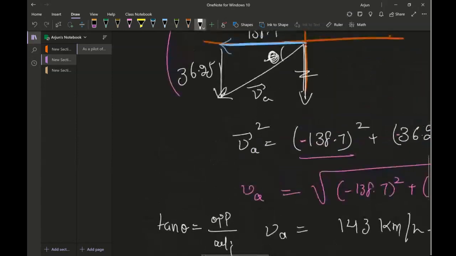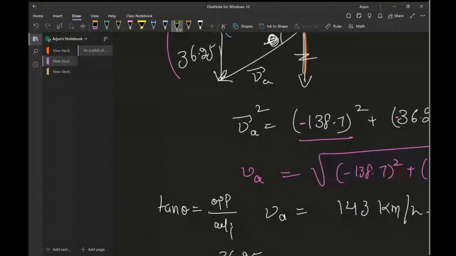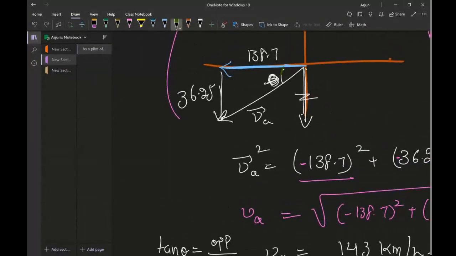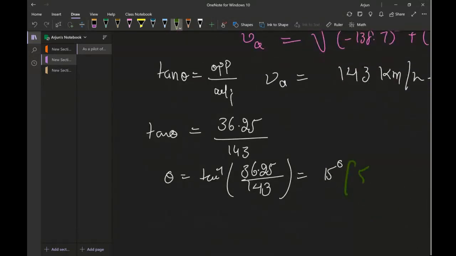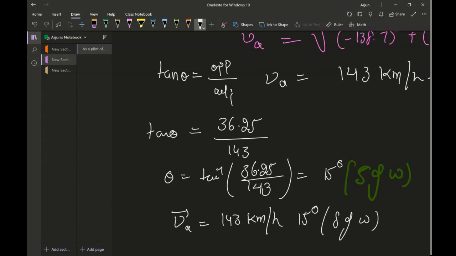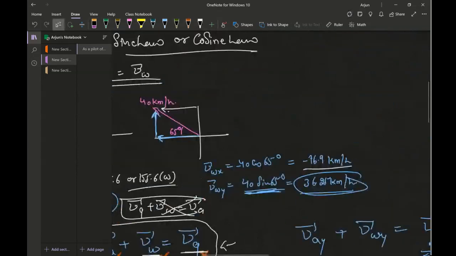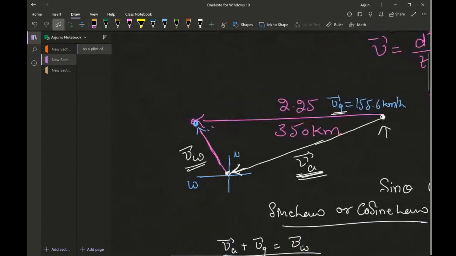And how am I going to mention the angle? This angle is moving from west towards the south direction. So south of west. So final answer will be VA value is 143 kilometers per hour at an angle of 15 degrees south of west. So if I go to the very first diagram which we've drawn for this question, if I draw the navigation system down here also, I can see this is in south of west direction at an angle of 15 degrees, comes out to be 143.